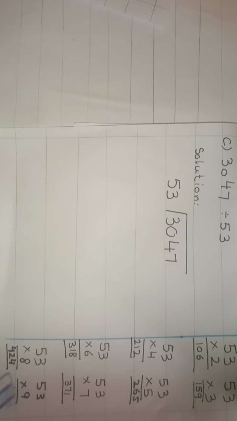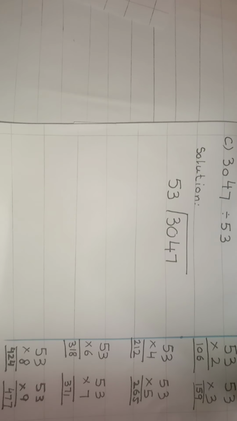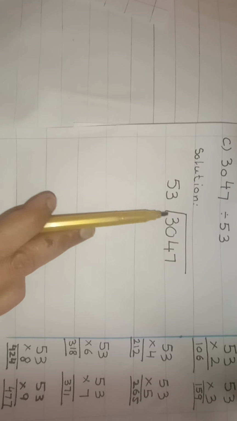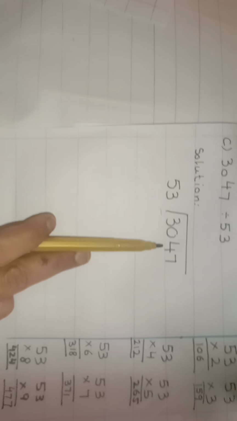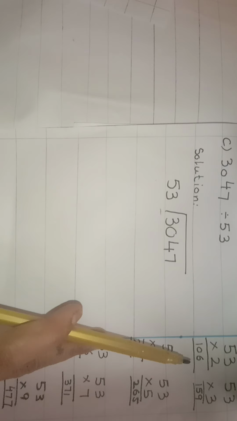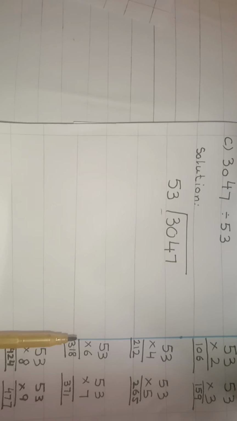9 threes are 27, 7 write, 2 carry, 9 fives are 45, 46, 47, 477. Now we have the table of 53 here, so we will start our division. 53, here you can see that the first two digits, 30, are less than 53, so we will consider 4 as well. 304. Now look in the table for the number nearer to 300, less than or equal to 304.